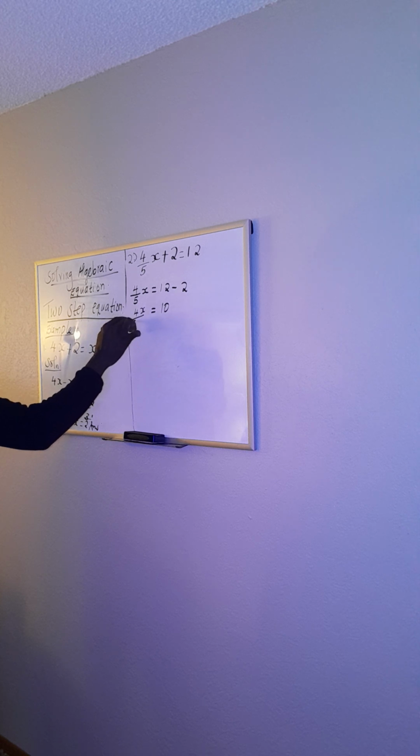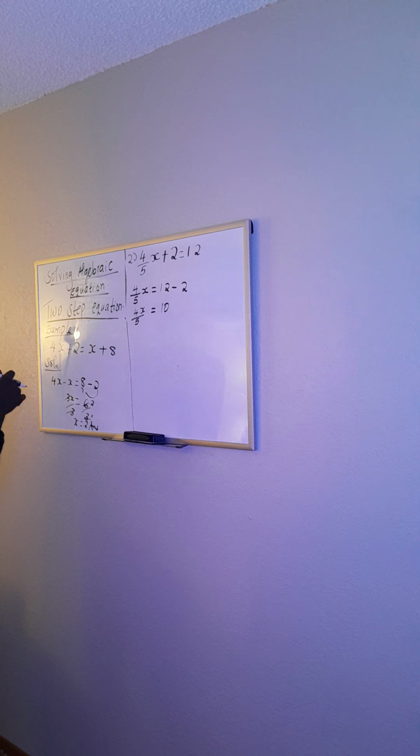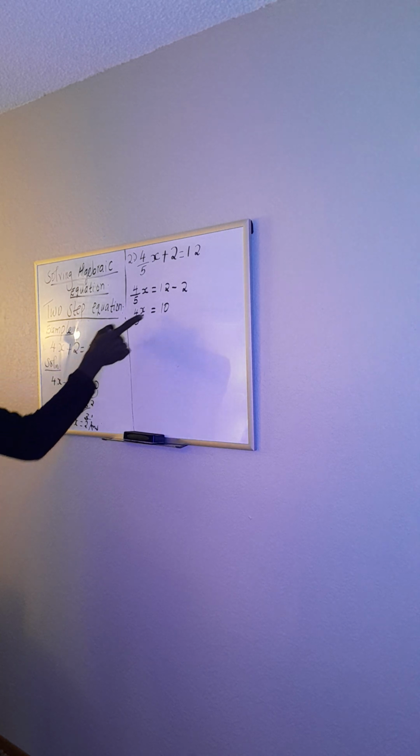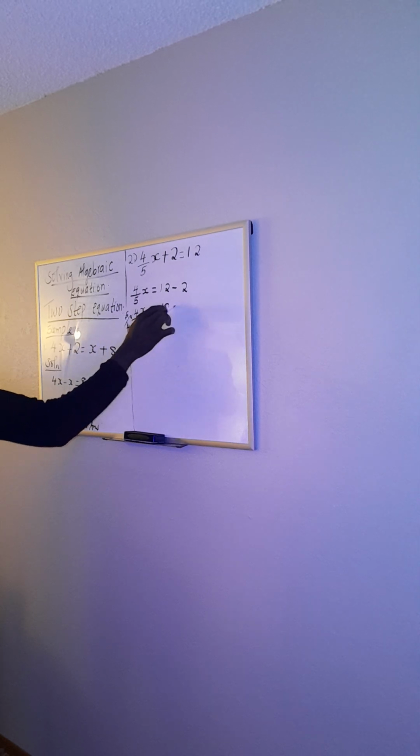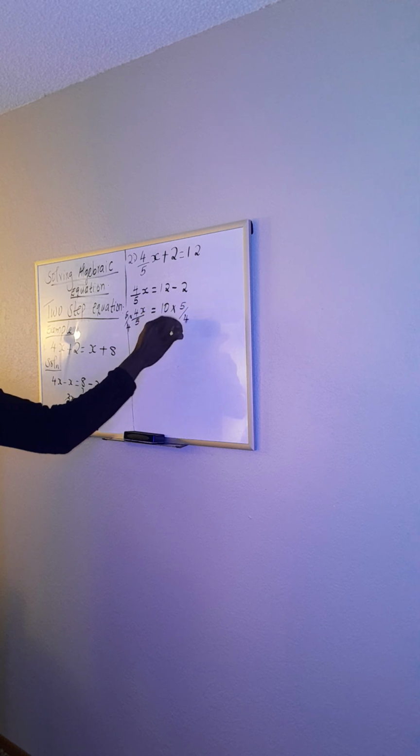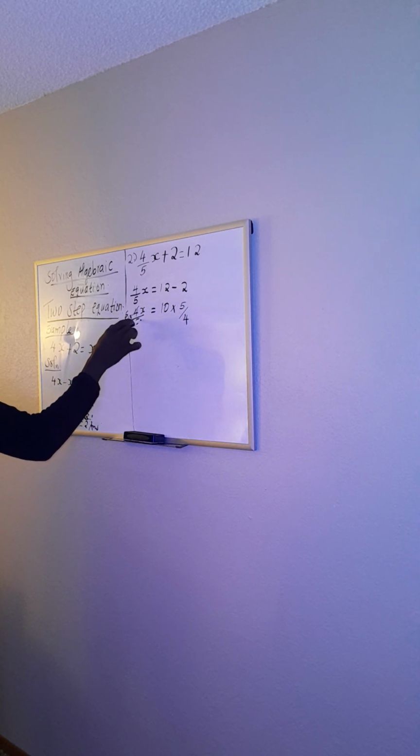Therefore, I have 4x out of 5. I need to remove this. So what do I do? I multiply by the reciprocal of that, so as to remain with the value of x. So the reciprocal of this will be 5 out of 4. I multiply by 5 out of 4 on both sides of the equation. So this and this cancel, here 1, here 1.